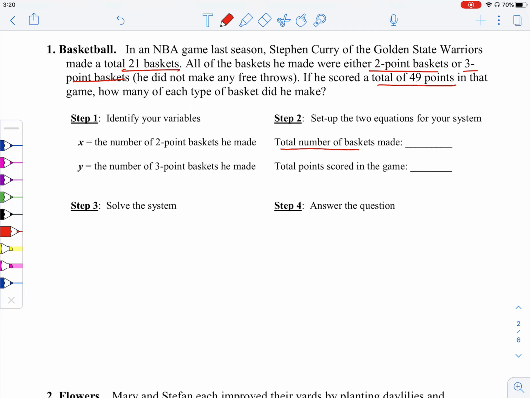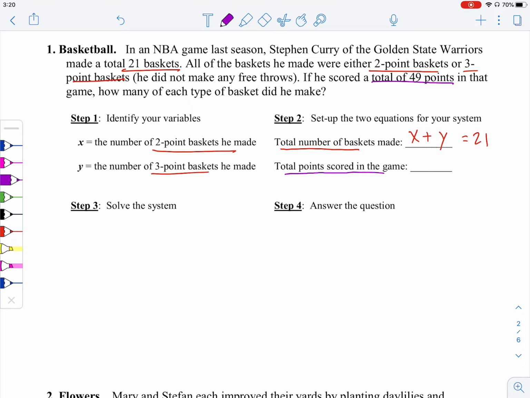we have baskets that add up to 21. So the total number of baskets made is going to be equal to 21. And you either make 2-point baskets or 3-point baskets. So let's make x 2-point, y 3-point. So 2-point is x, 3-point is y. So the total amount of baskets, 2-pointers and 3-pointers, equals 21.